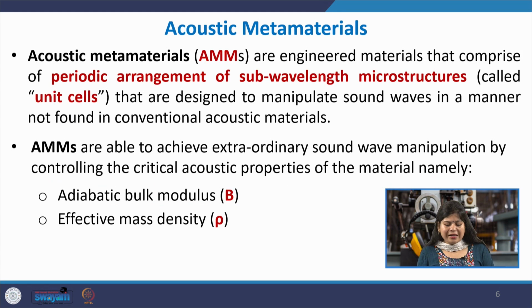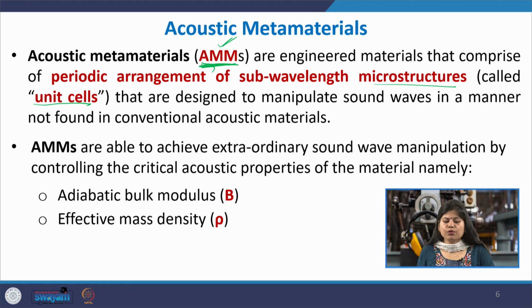materials. So, let us come now to the official definition of acoustic metamaterials, which through the next various set of lectures where we discuss, we will be referring to by the acronym AMM, the acoustic metamaterials. So, what are they? They are engineered materials that comprise a periodic arrangement of sub-wavelength microstructures. These sub-wavelength microstructures are also called unit cells, and they are designed to manipulate sound waves in a manner not found in conventional acoustic materials.